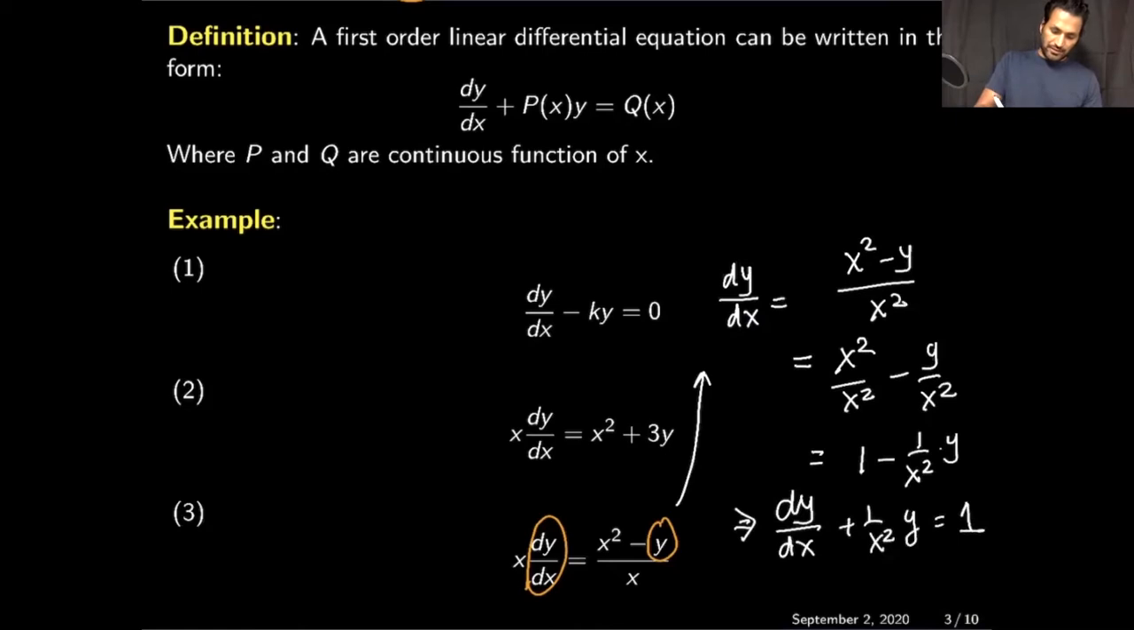So here you can see this is my term p of x, and this is my term q of x. So this is in a standard form where p of x is 1 over x square and the term q of x is just 1.